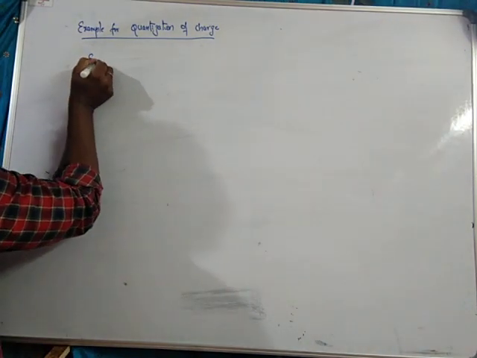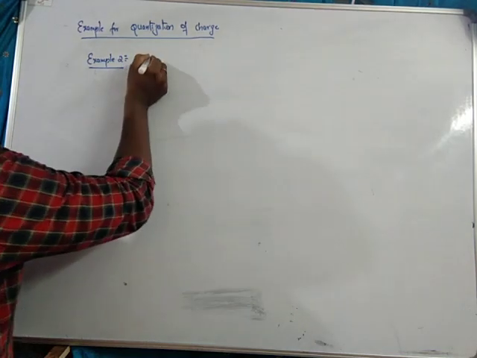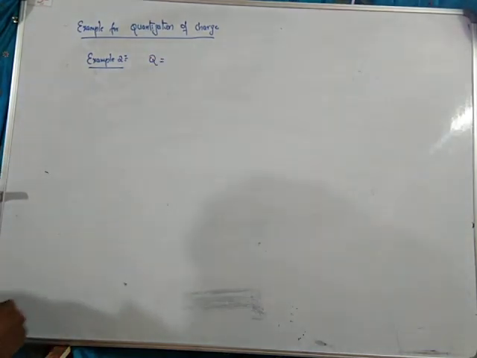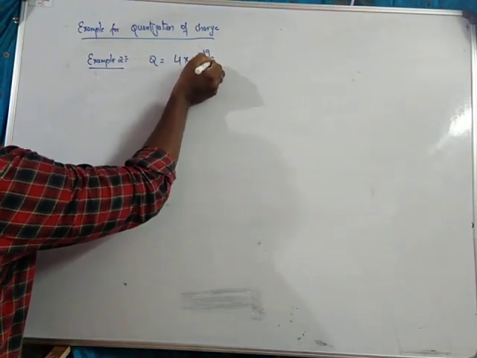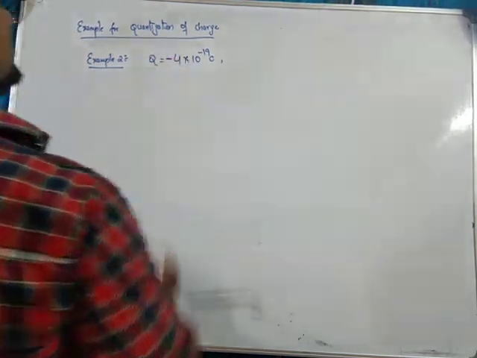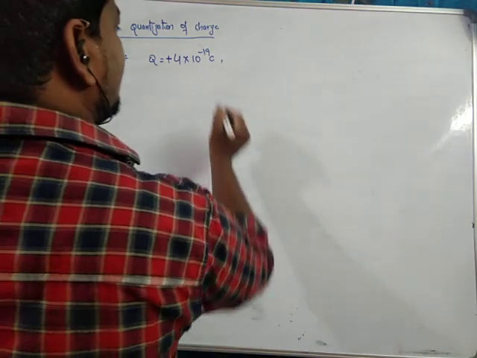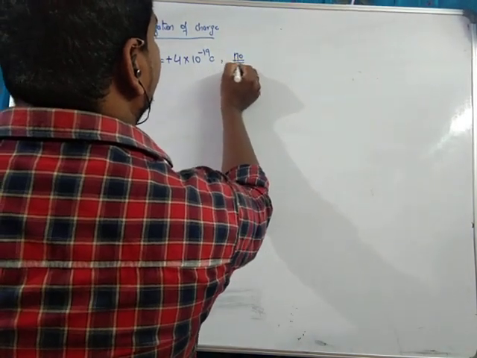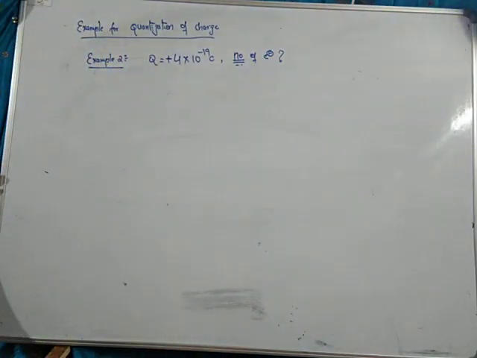And consider the second example. Example 2. Here also we consider some charge Q. Q is equal to 4 into 10 to the power of minus 19 coulombs, with some sign. Consider this is a positive sign. Now we have to find the number of electrons, how many we have added or subtracted.